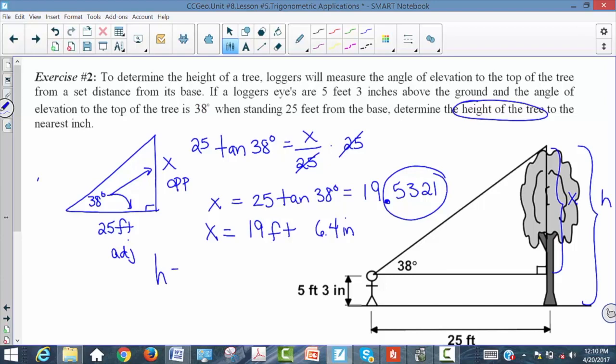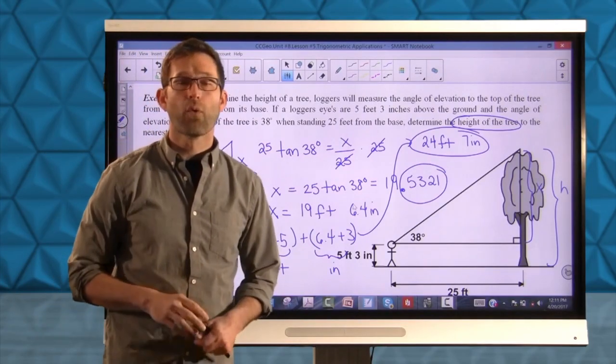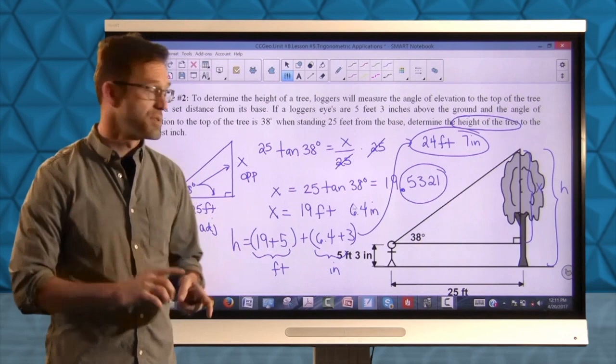So the actual height will be 19 plus 5, that's, if you will, the feet, and then it's plus 6.4 plus 3, and these are the inches. Oh, I don't have a lot of room left. I'm going to bring this up here. 19 plus 5 is obviously 24 feet, and then 6.4 inches plus 3 inches to the nearest inch is 7 inches. So the height of the tree is 24 feet 7 inches to the nearest inch.